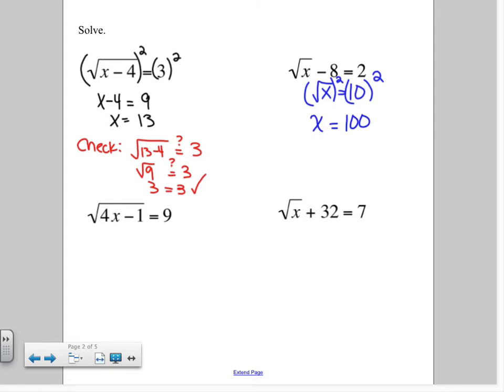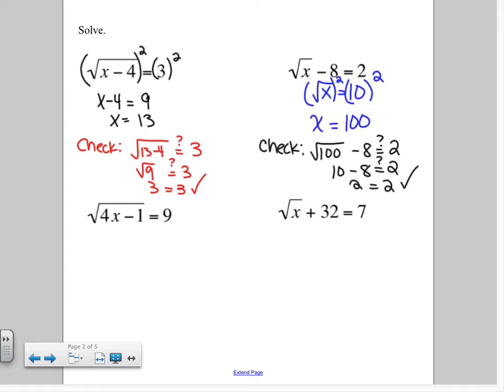Now let's check to verify that that's true. Does the square root of 100 minus 8 equal 2? Square root of 100 is 10. Not 100. So 10 minus 8, is that equal to 2? Yes, it does. So x equals 100 is correct.